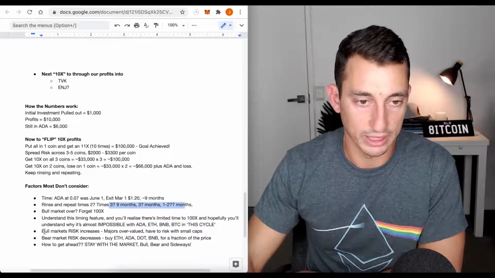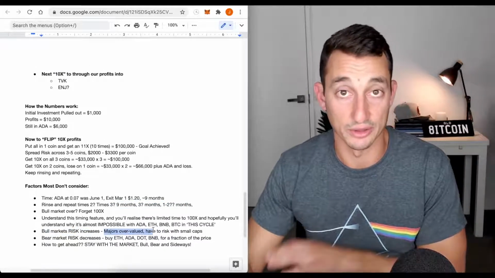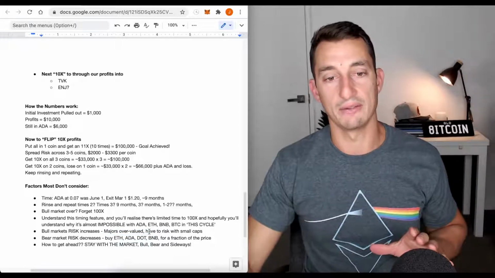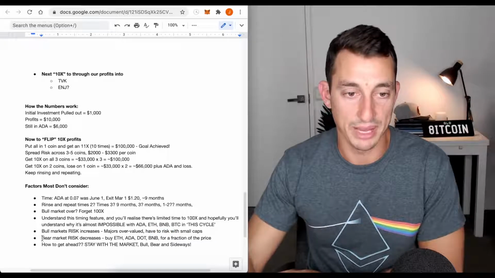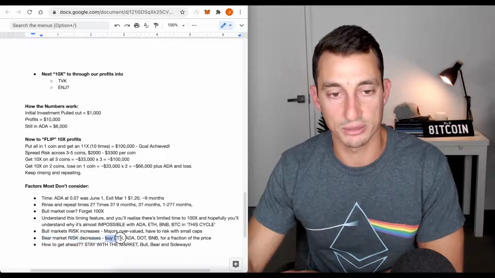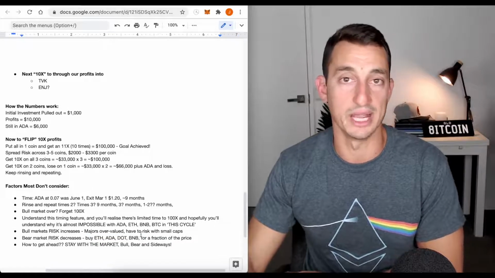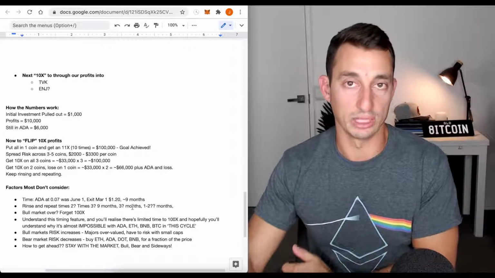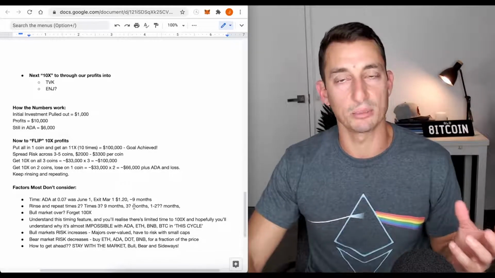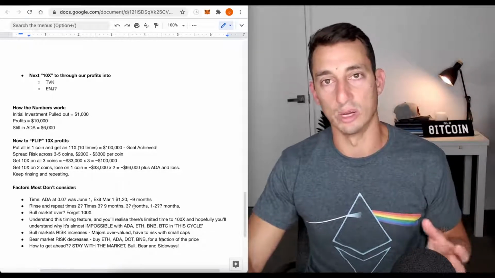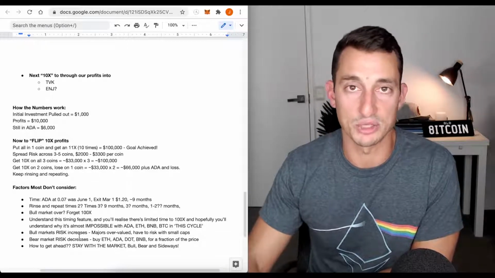Lastly, we're going to look at bull markets. Risk increases. The major coins are overvalued, so you have to risk it with the small caps. Bear market, risk decreases. You can buy all these big caps for a fraction of the price. Even if they're higher than where they are now, those returns are looking much safer, and you've seen in the previous market that they are strong coins. They're just suppressed during a bear market, so you can find much better deals.